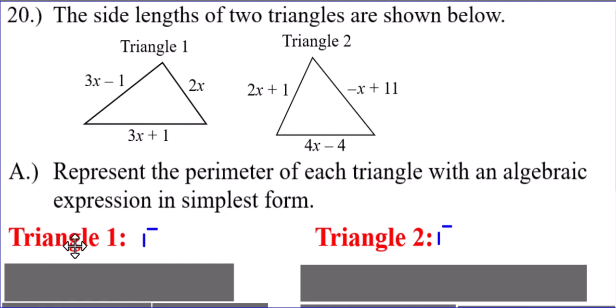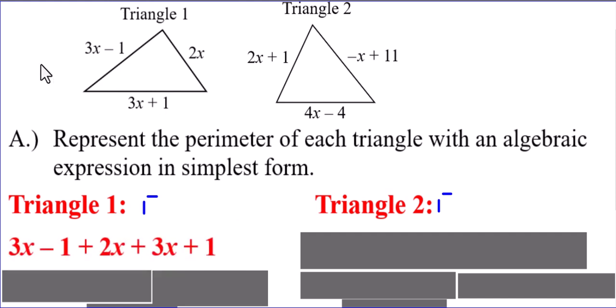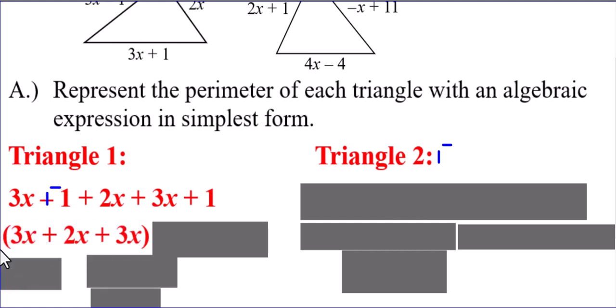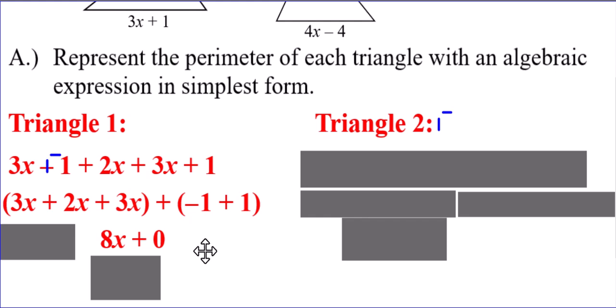Got triangle 1's perimeter, triangle 2's perimeter. For triangle 1, you're just going to add all three of these side measurements together. I don't care what order you have them in. What I do care is that you make subtraction into adding the opposite before you switch the order, putting all the x's together, putting the negative 1 and the positive 1 together, the two constants. 3x, 2x, and 3x is going to make 8x. Negative 1 and 1 is going to make 0. And normally you would stop there because you would say they're not like terms. But it's 0.